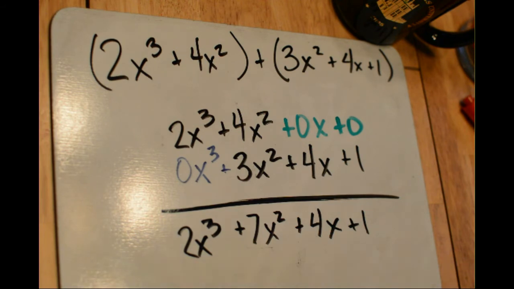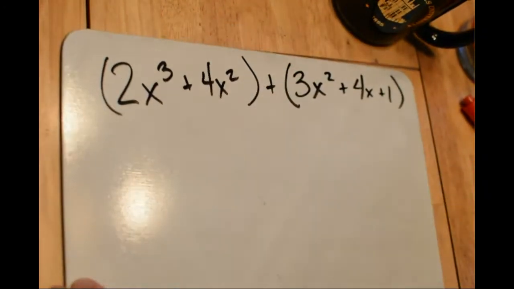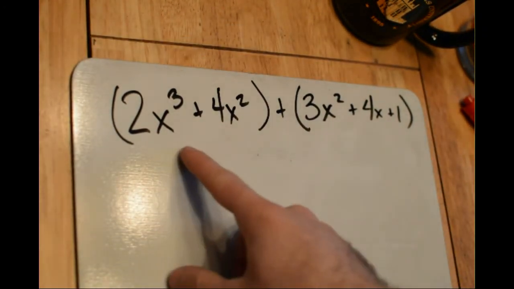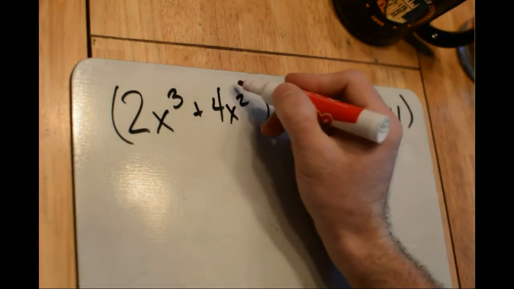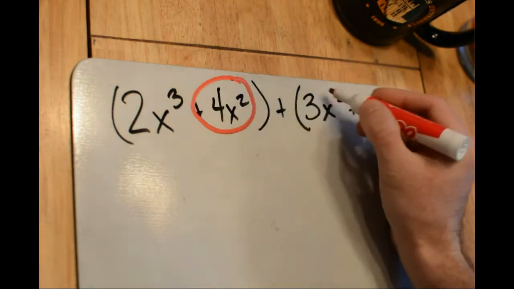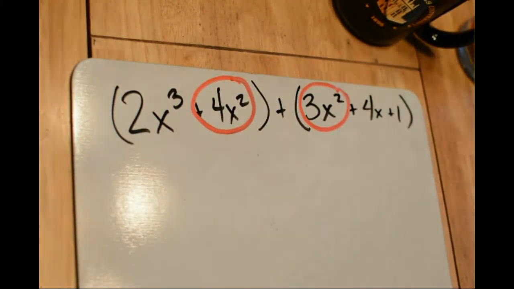I want to take a look at this same problem using sort of a horizontal method. So this problem is right now laid out in sort of a horizontal way, and if you're adding 2 polynomials using this strategy, what you want to look for are like terms. And like terms are terms that have the same variables raised to the same powers. So for example, I have a 4x squared and a 3x squared, and those are like terms because they both are terms with x squared. So those two terms are going to get added together.